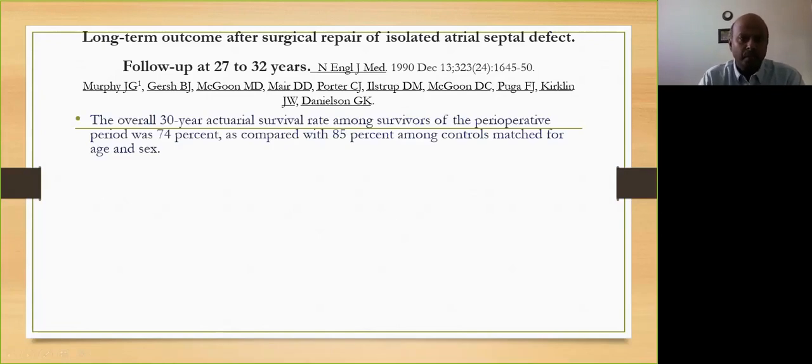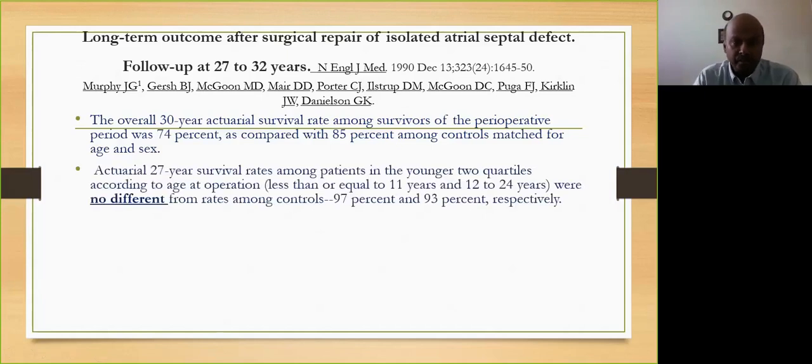The findings were that the 30-year overall actuarial survival rate among survivors of the perioperative period was 74% in the operated group as compared with 85% among controls matched for age and sex. So that is quite a significant number.